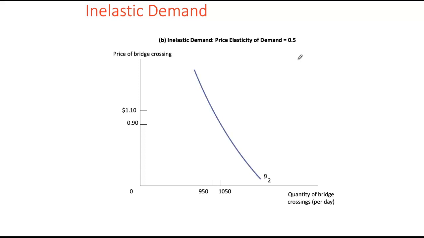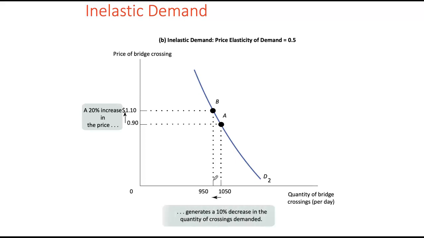Next we have a relatively steep curve. Now along the steep curve, we'll again increase the price from 90 cents to $1.10. So same as before, a 20% increase in price between point A and B. However, now as we are seeing a 20% increase in price, quantity demanded is falling from 1,050 to 950, which is only a 10% decrease in quantity demanded. Now if we take the ratio, you'll see that price elasticity of demand is less than 1, and to be specific, it will only be 0.5.